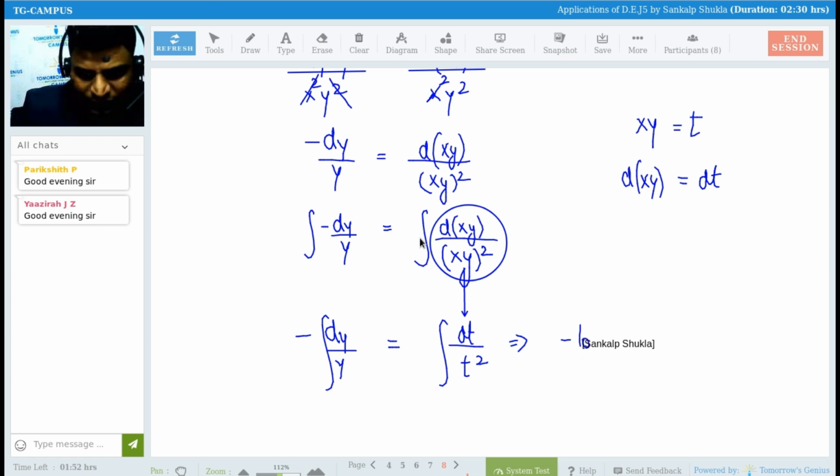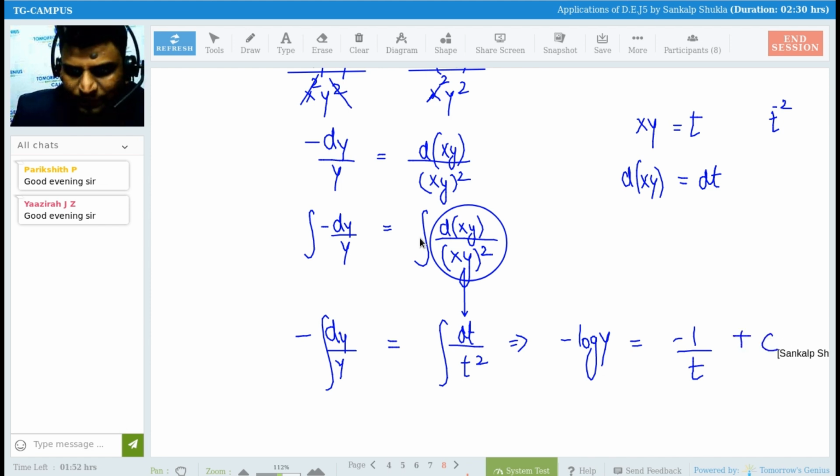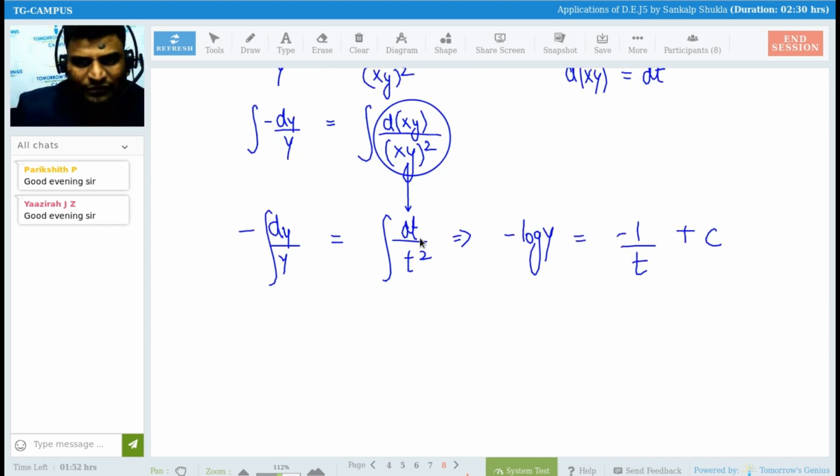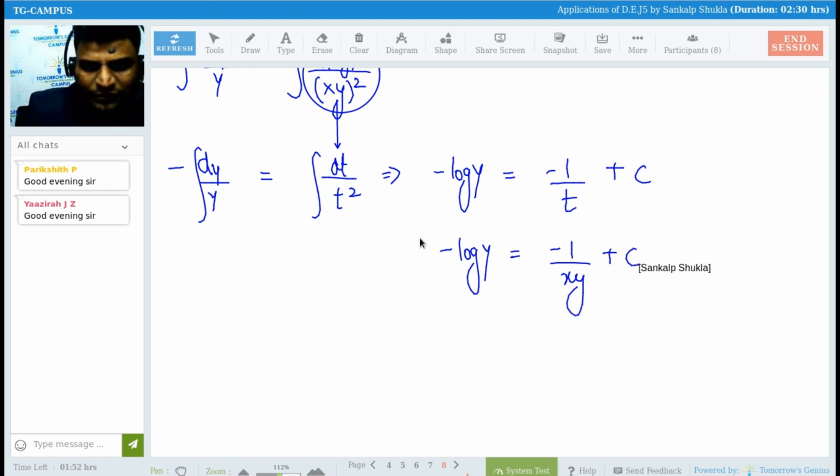So what is the answer? dy by y integrates to minus log y. Okay, dt by t square: what is the integration of 1 by t square? It is t raised to power minus 2, so t raised to power minus 2 plus 1, basically minus 1 by t, plus c. Now t was xy. So minus log y is equals to minus 1 upon xy plus c. This is the answer.